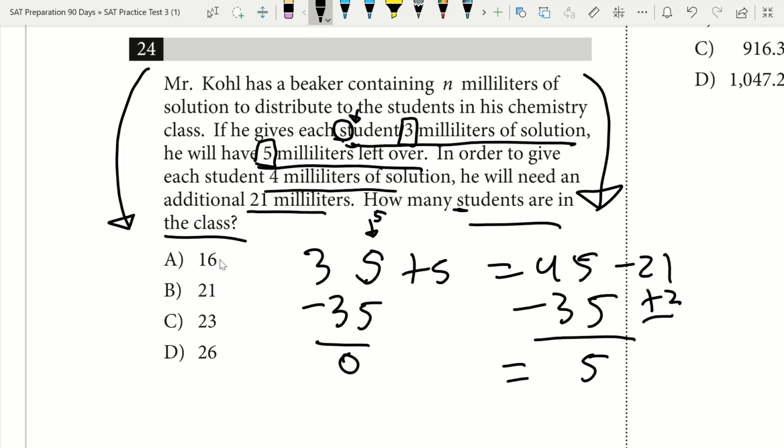Next I'm going to add 21 to each side because I have to set s equal to a constant. So 21 plus 5 is going to give me 26. I see s equals 26. I know s represents my number of students, so my number of students will be D, 26, for question 24.